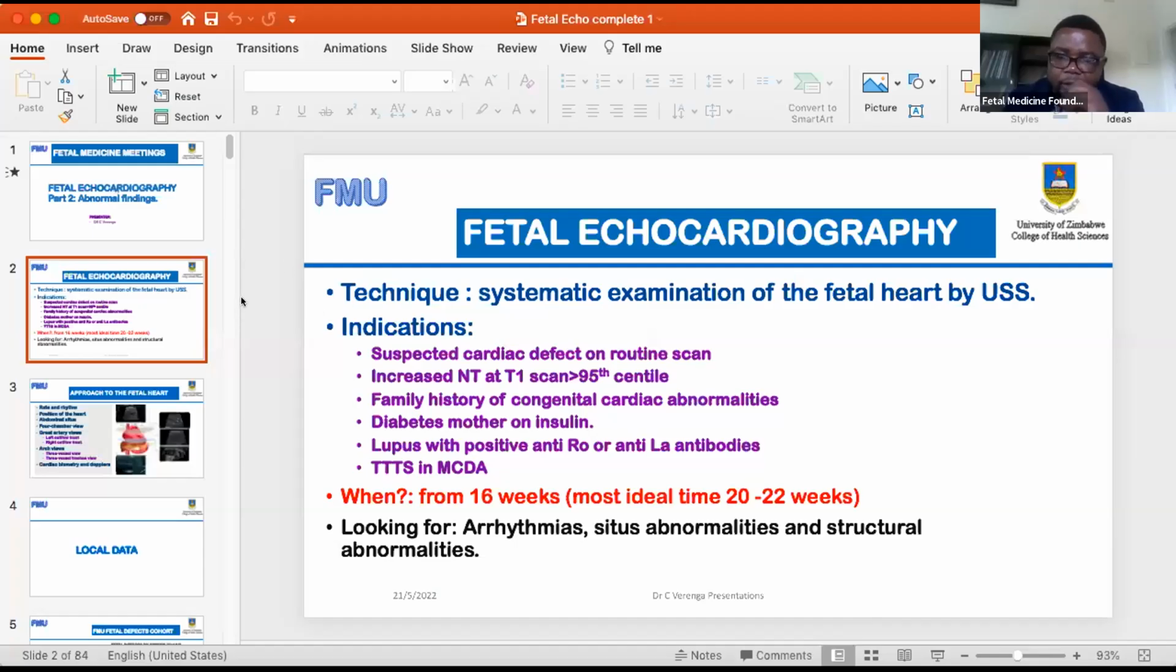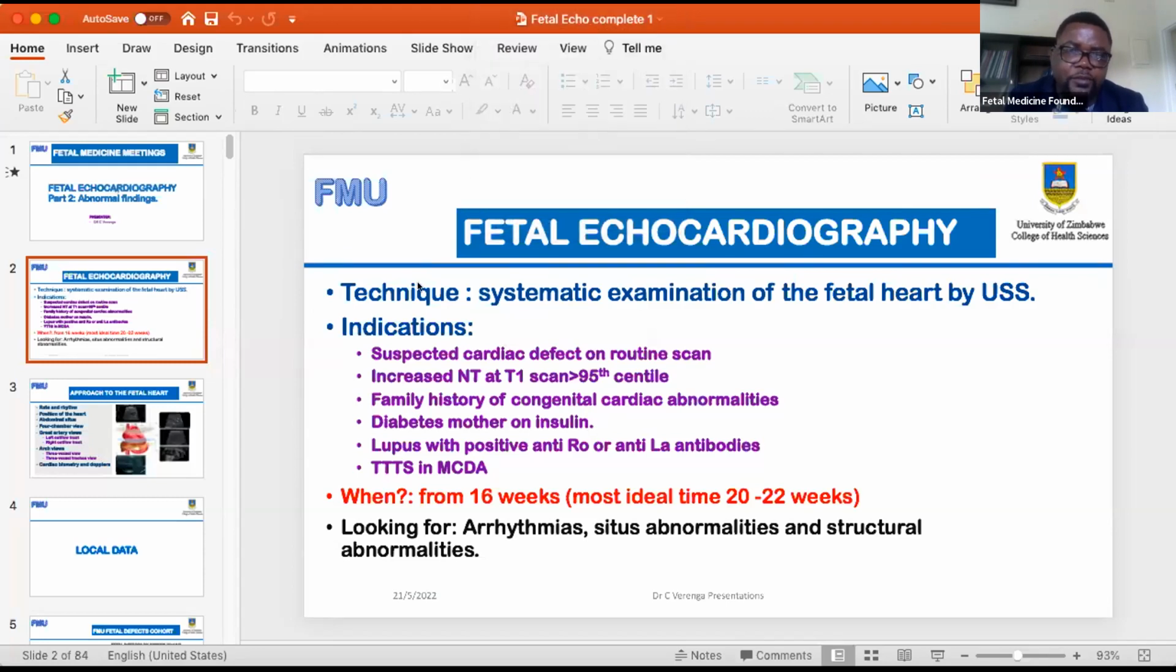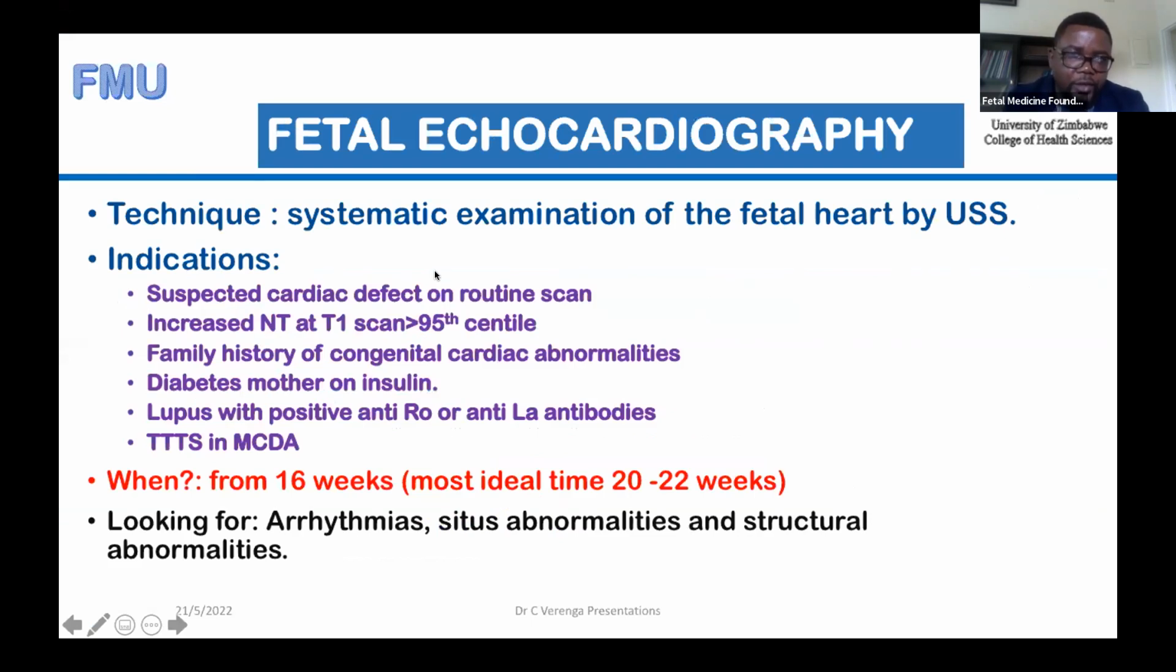I will not be very long with this topic. I feel I just need to emphasize the 4-chamber view more than anything else. The talk is mainly on just examining fetal heart, but I've used my slides for fetal echocardiography. I thought it is important for me to just remind everyone that there are certain category of patients that need a fetal echo, not just examination of the fetal heart under a normal fetal anomaly.